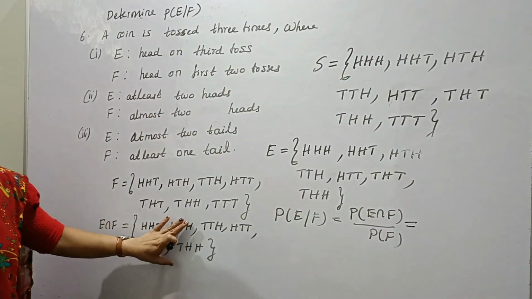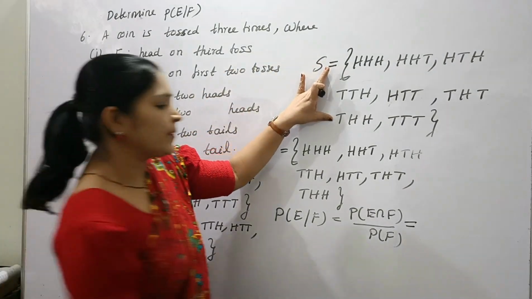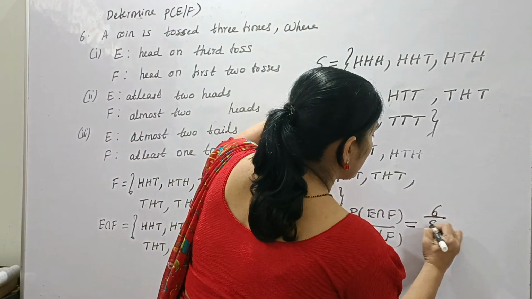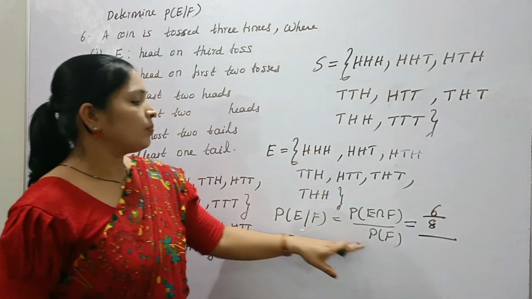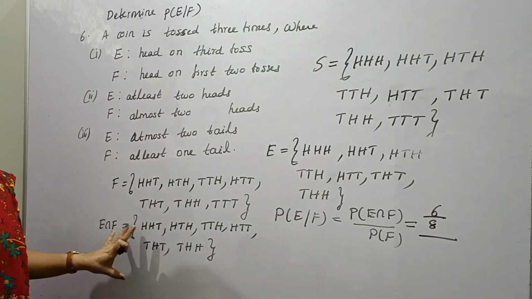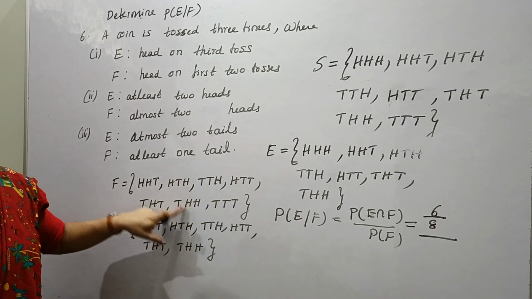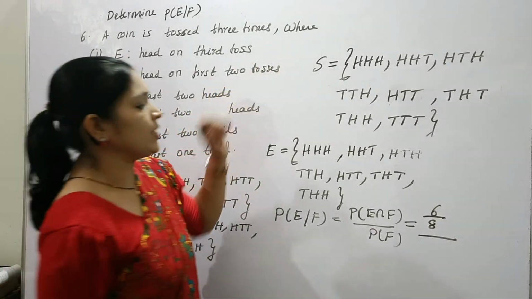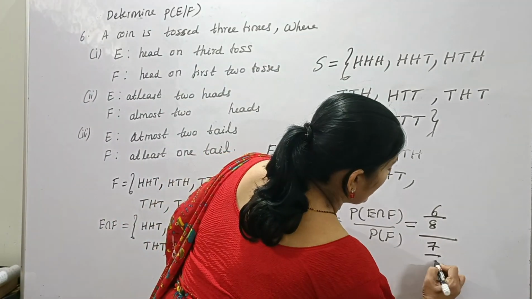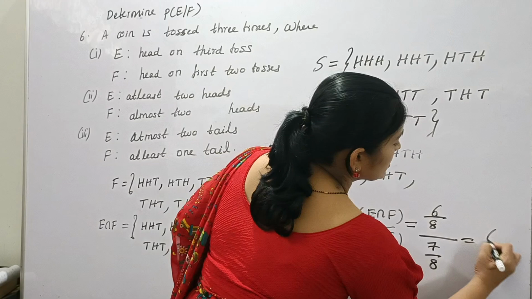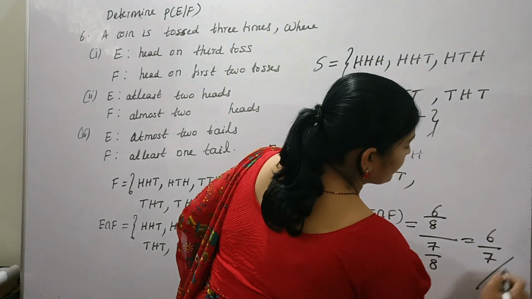That is 6 divided by 8, right? 6 divided by 8 divided by probability of F. F has 7 elements, so 7 divided by 8. The 8 cancelled. So 6 divided by 7.